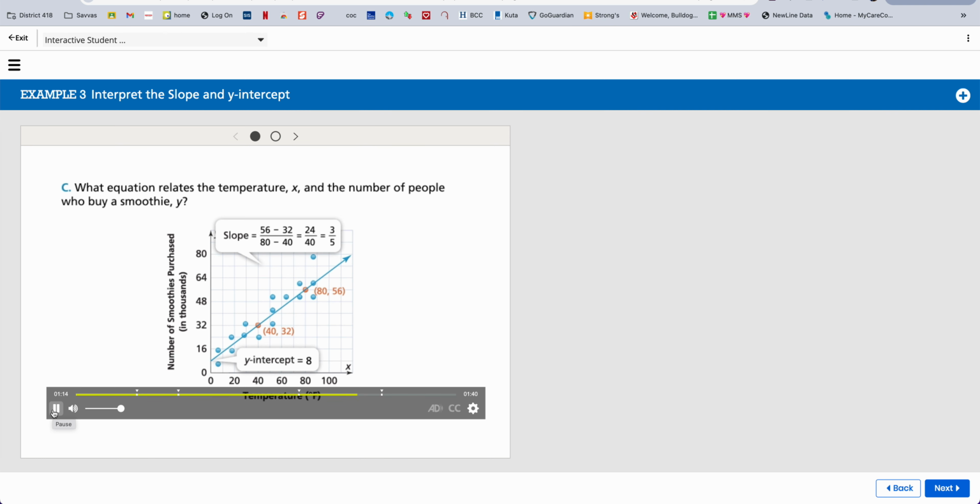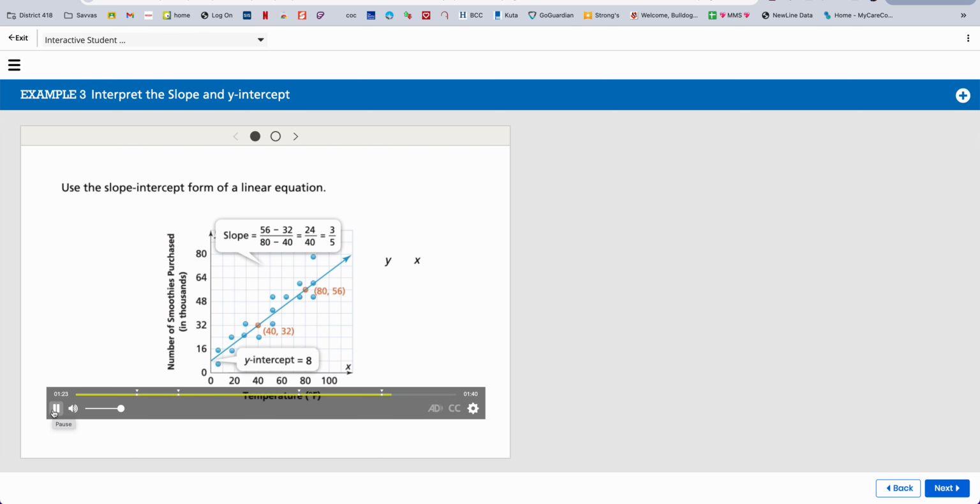Part C. What equation relates the temperature, x, and the number of people who buy a smoothie, y? We know the y-intercept, 8. We know the slope, 3 over 5. So what equation would it be? Y equals 3 over 5x plus 8. All you gotta do is put those numbers into the equation.